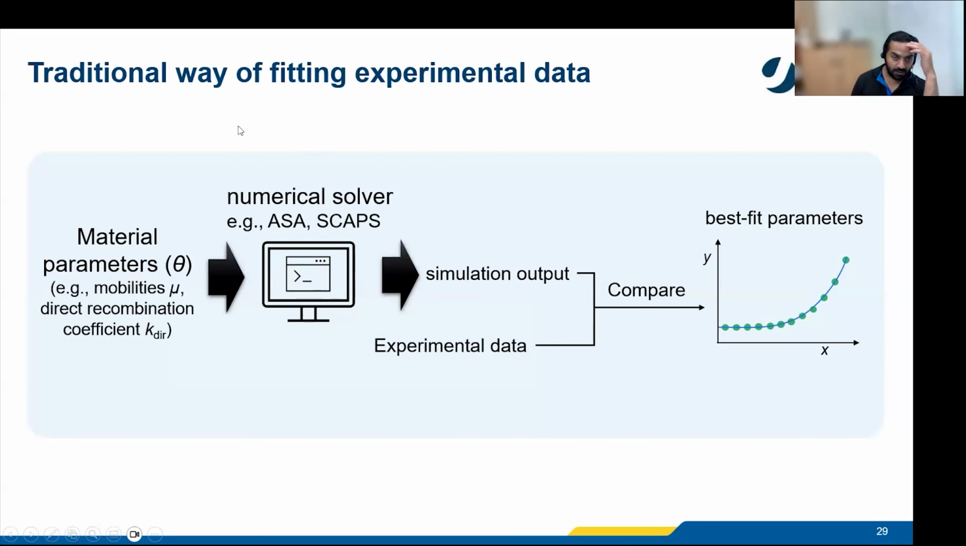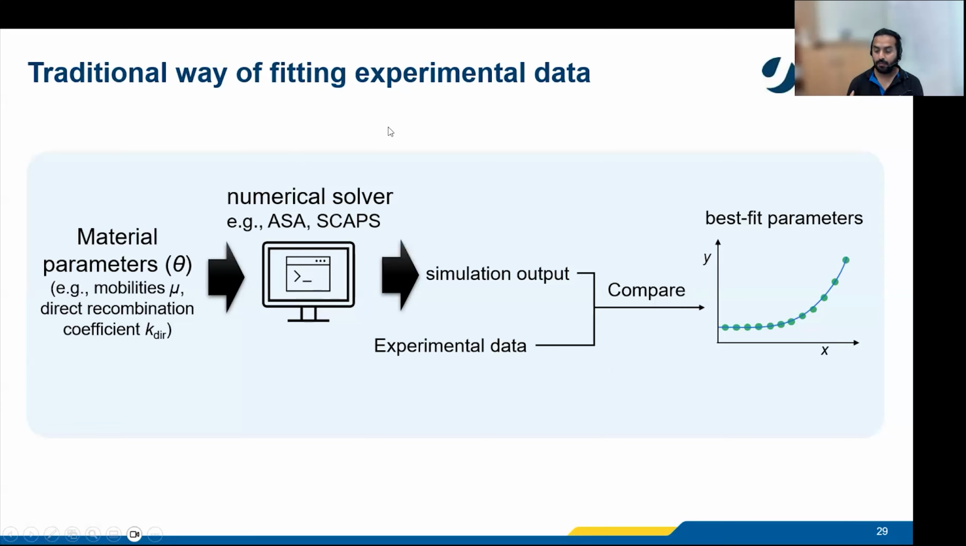And the traditional way of doing that is as follows. You put in some material parameters into your simulator, and you use the equations that I showed earlier. And that simulates the current voltage curve, and you compare it to your experimental current voltage curve, and you obtain some best fit parameters. And in certain cases, this works.